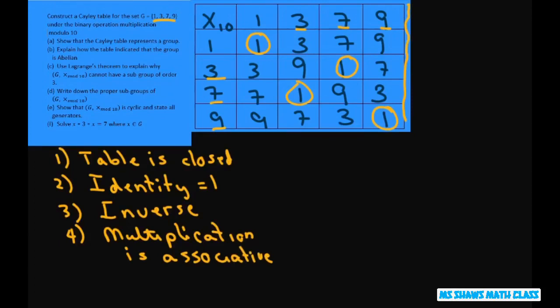All right. Explain how the table indicates that the group is abelian, a commutative. So what you do is you look at this main diagonal here. Looking at that, you look on either side of it, and you see it's symmetric. So along the main diagonal, we get the same number. And you can even further it out. So we get 7 here, and then 9, and then we go back to 9. So if it's symmetric along the main diagonal, then it means we have symmetry about the leading diagonal. So you would write that down. Symmetry about the leading diagonal.